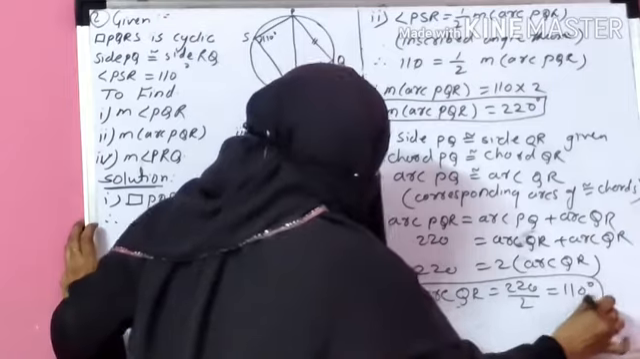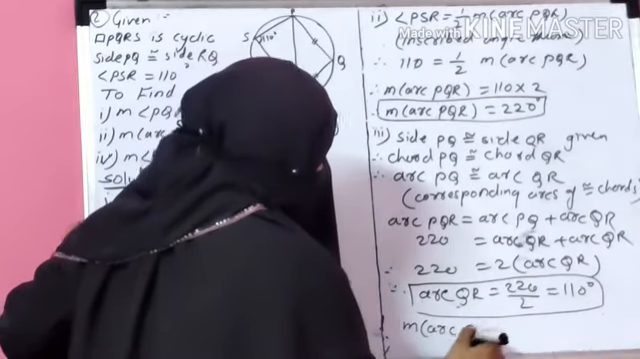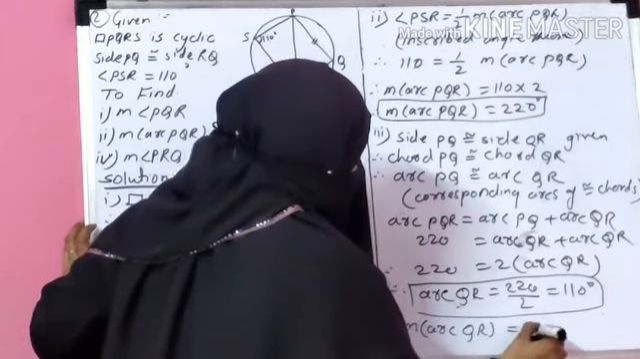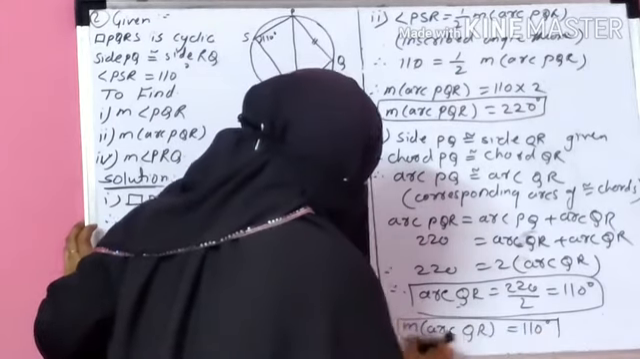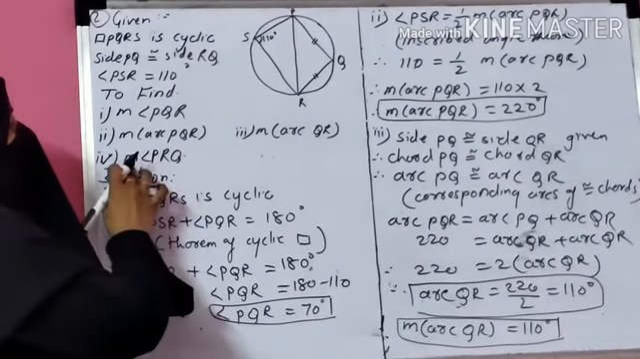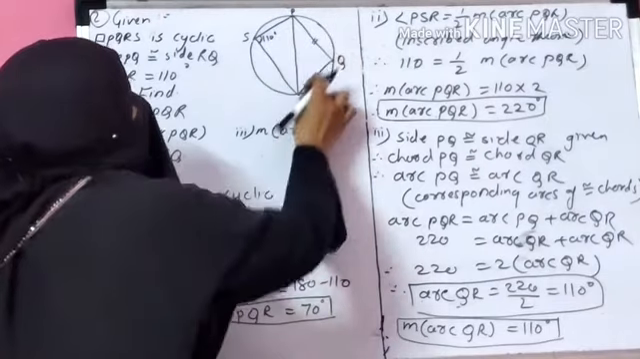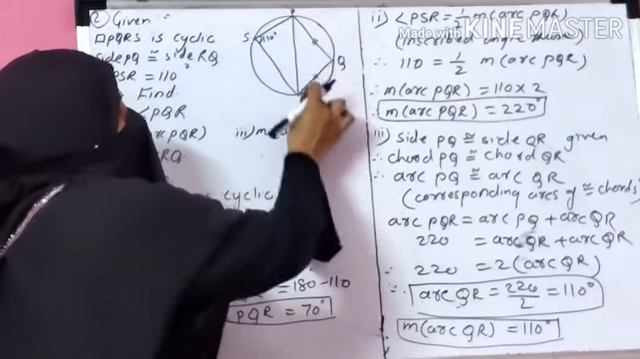So you can write measure of arc QR is equal to 110 degrees. Got it? This is number third. Okay. Last one, you have to find measure of angle PRQ.